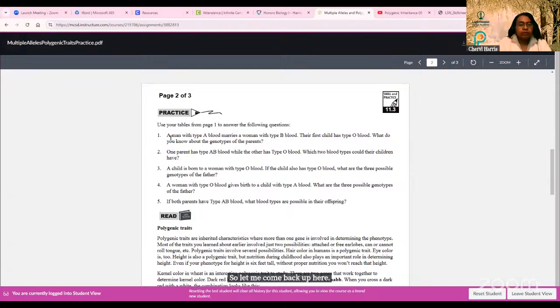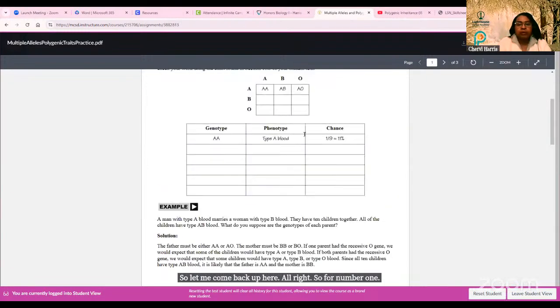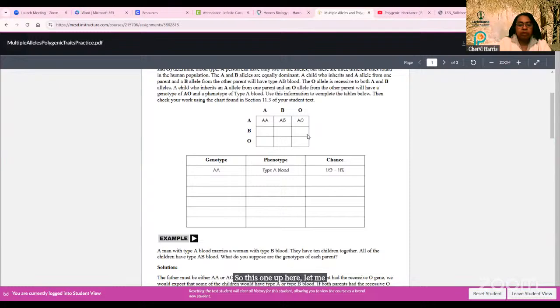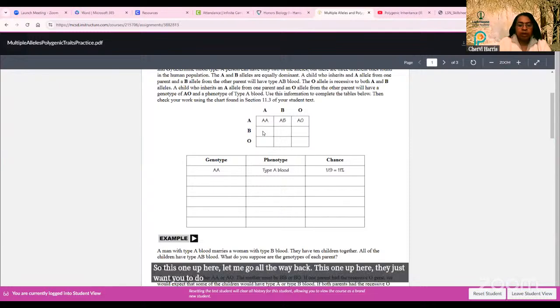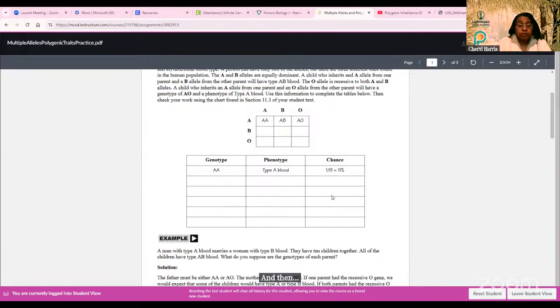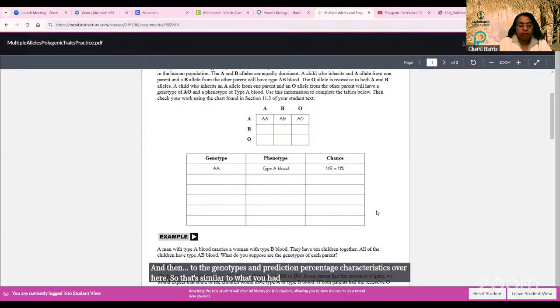All right, so for number one, this one up here, let me go all the way back. This one up here, they just want you to fill in the boxes up here, all the possibilities, and then do the genotypes and prediction percentage characteristics over here. So that's similar to what you had on Canvas.